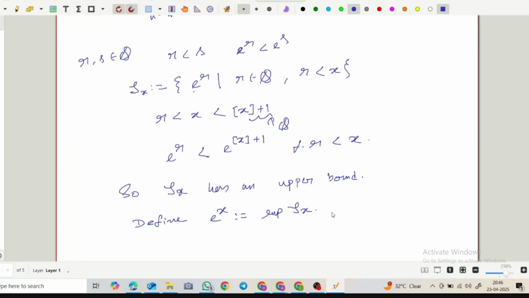Now you see the sequential criterion is there. If you take a sequence rn which goes to x, you will see that e to the power rn will go to e to the power x because of the way we have defined it. This is a supremum. Clear? Is that clear? Yes, yes. Okay.